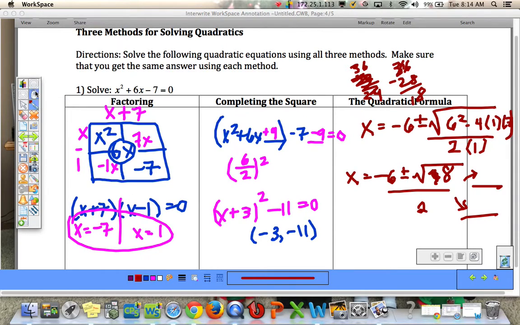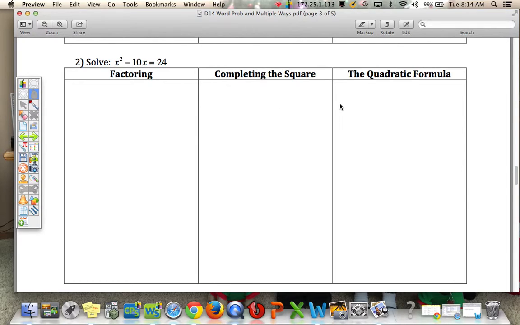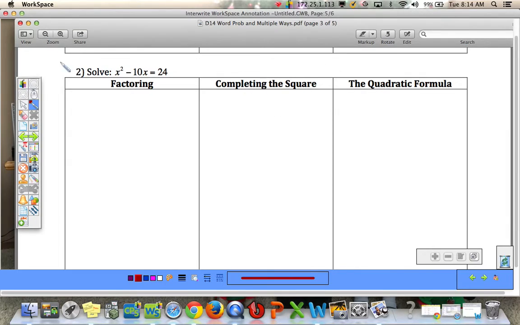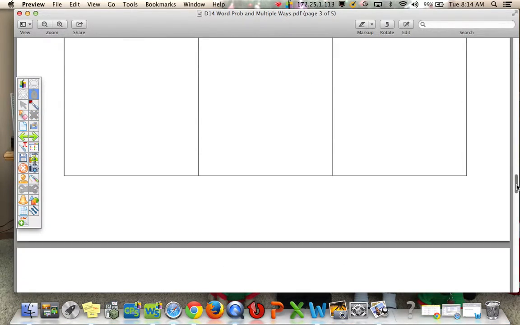All right, so I want you to try the three methods: factoring, completing the square, quadratic formula. So add this to your assignment. So far we have 3 problems for your assignment, 2, 4, and then this 2. And then let's look at one more type of problem.